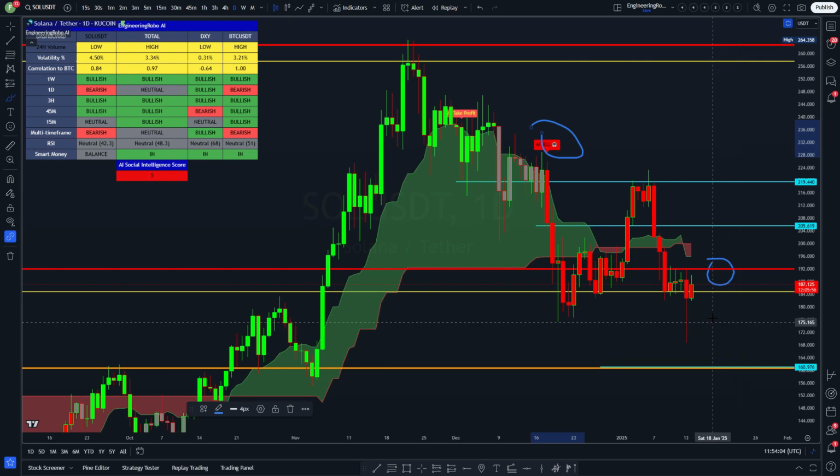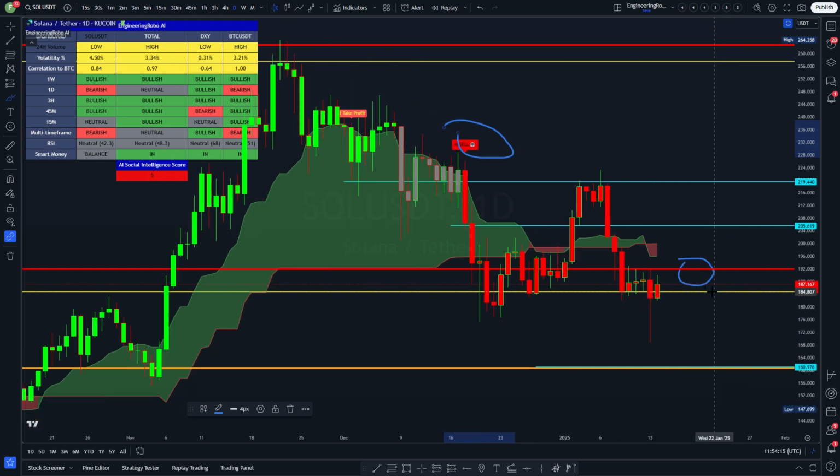But for me right now, I would hold on to my sells and be looking for a momentum shift around the 160 price point, or for this price point around 180 and 184 to hold, and then the sentiment to be changing before going long.